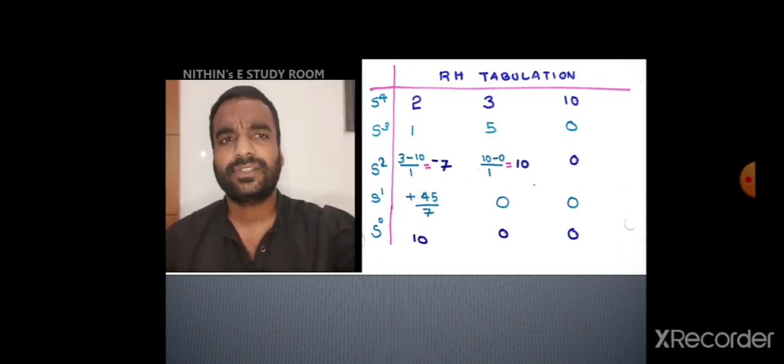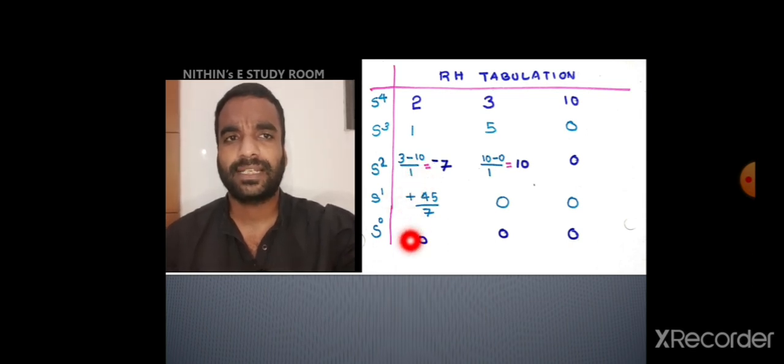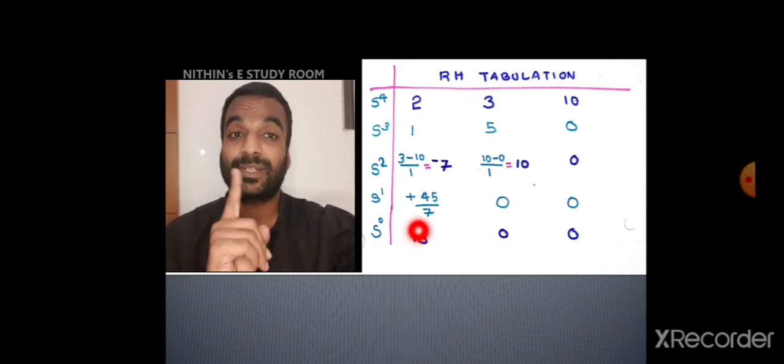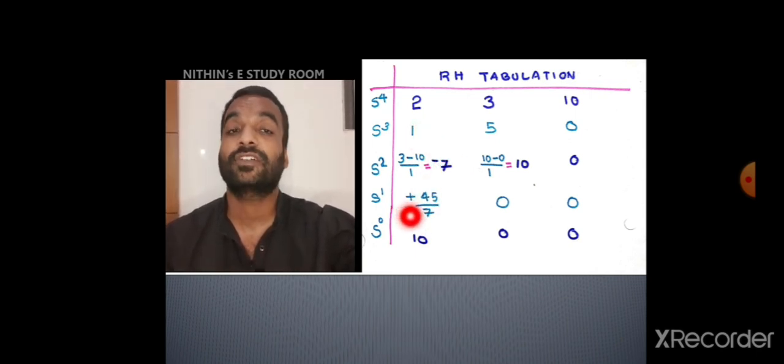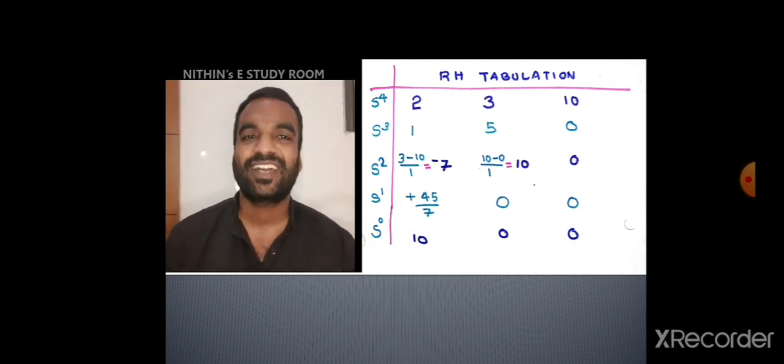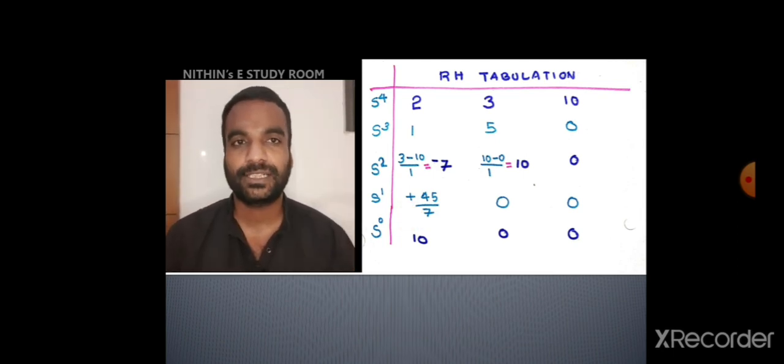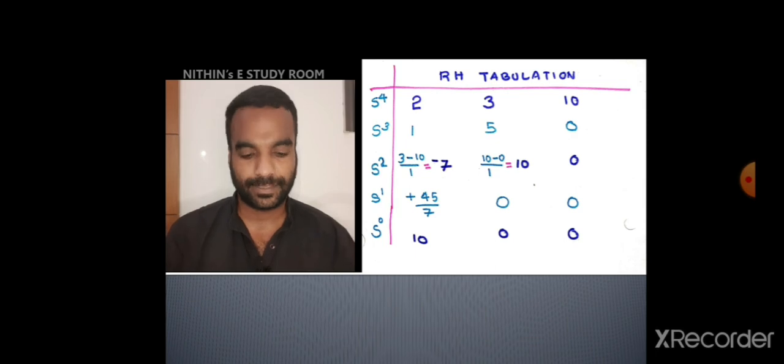Suppose this value is minus and this 10 is minus. What happens? How many sign changes will there be? In that case, there will be only one sign change. But here, from 1 to minus 7, it is a sign change, and minus 7 to plus 45 by 7 is another sign change. So we are having 2 sign changes. That is the logical thing we have to understand here.